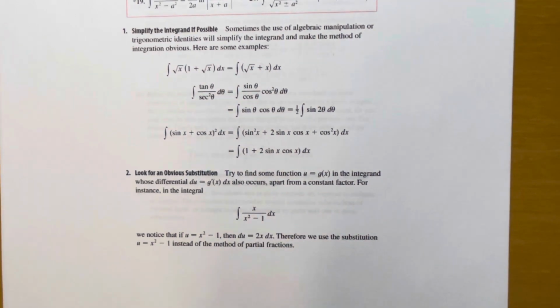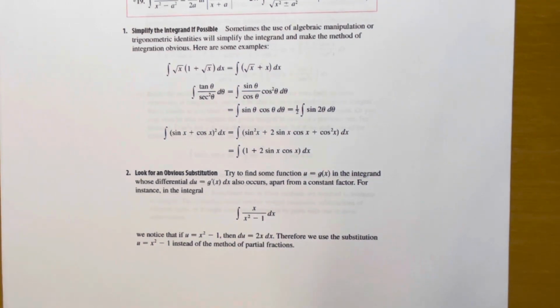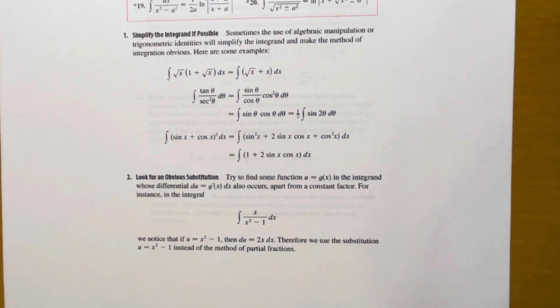If you look at this example right here, I'm trying to integrate x over x squared minus 1. Now, we just finished a section in 7.4 on partial fractions. And if you notice, the denominator here is a difference of squares, so it could factor to x plus 1 times x minus 1. It might be tempting to do that and then start creating a partial fraction decomposition and integrating that. That absolutely works. You can do that.